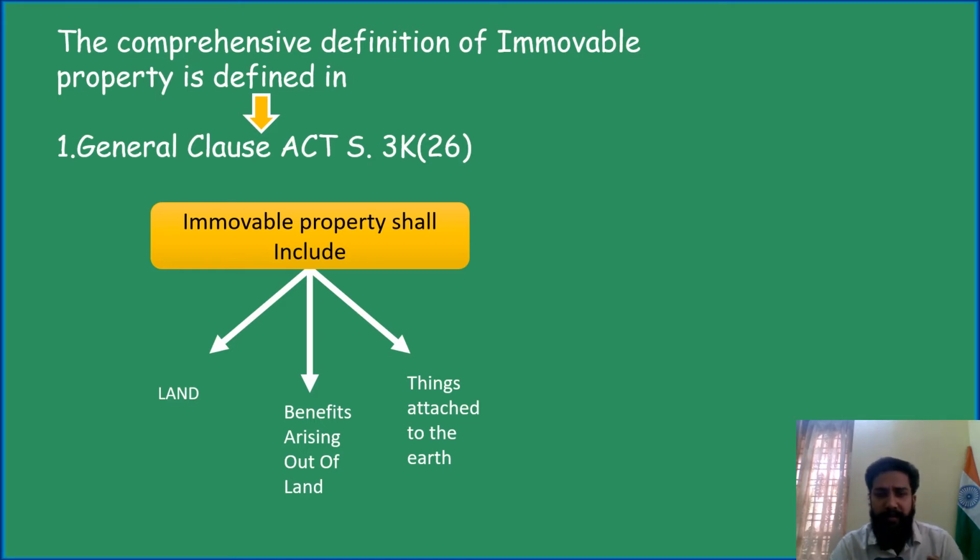The next one, things attached to the earth. Things attached to the earth means it is fixed permanently. That is why it is called things attached to the earth, not for a temporary purpose. So anything attached to the earth, we can call it immovable property. So this is a very important definition. If you know this concept clearly, all the problems related to it can be solved easily.